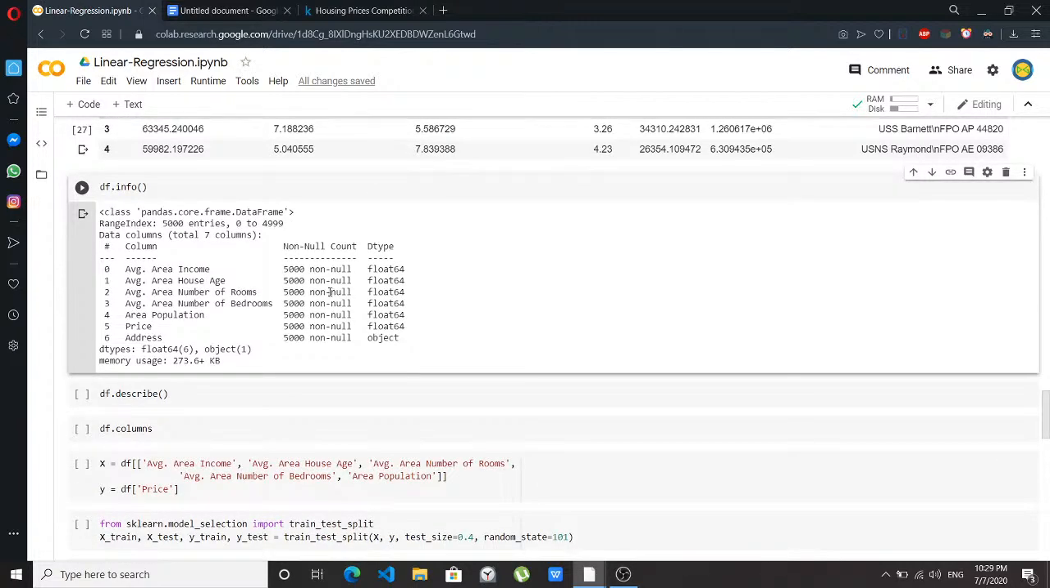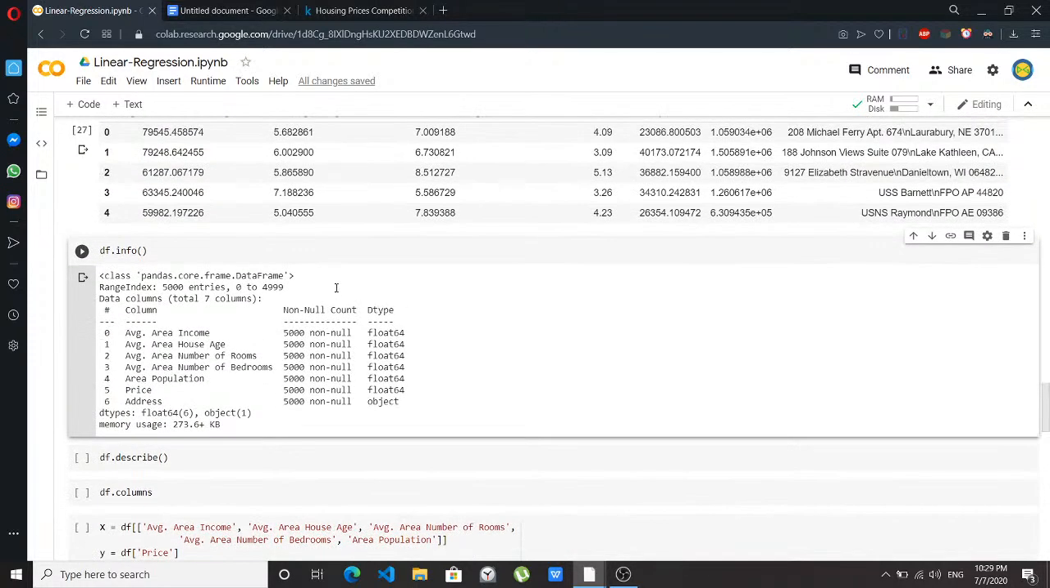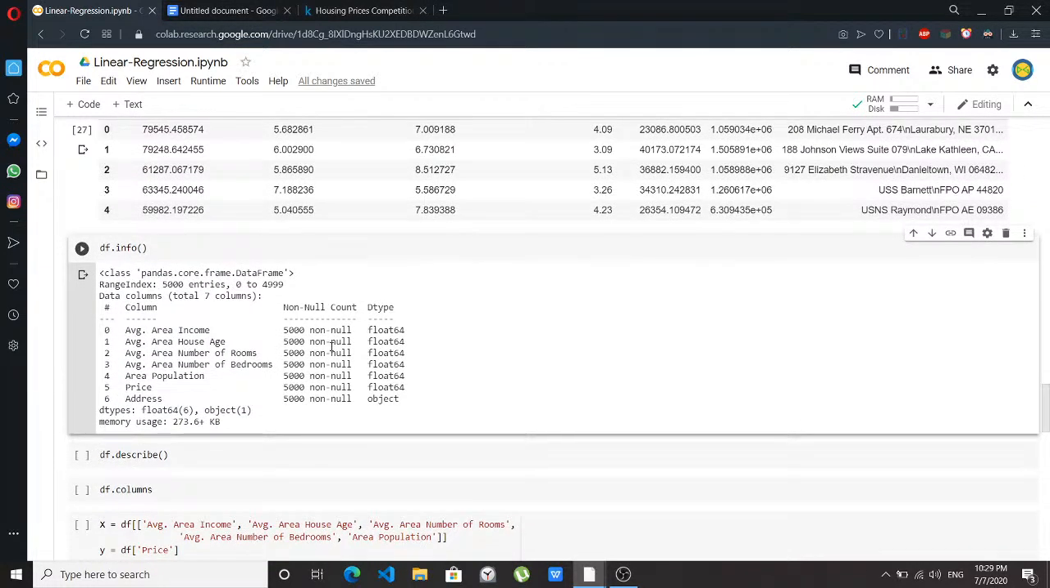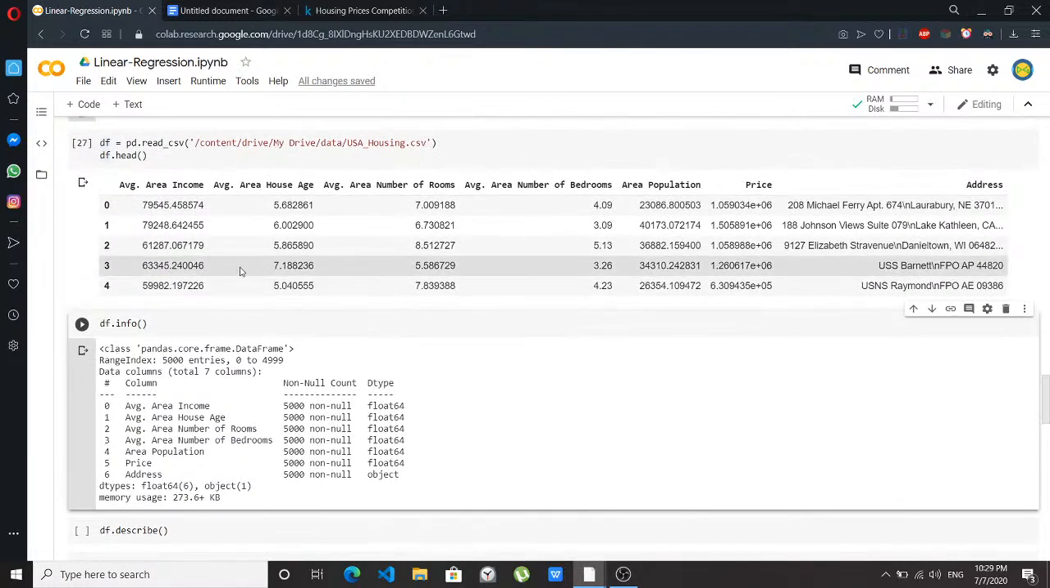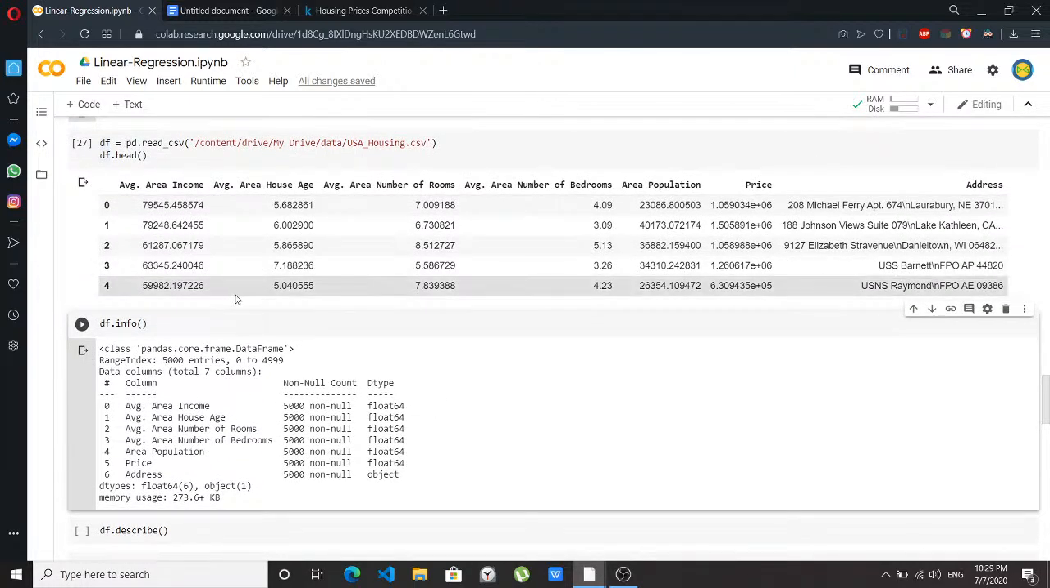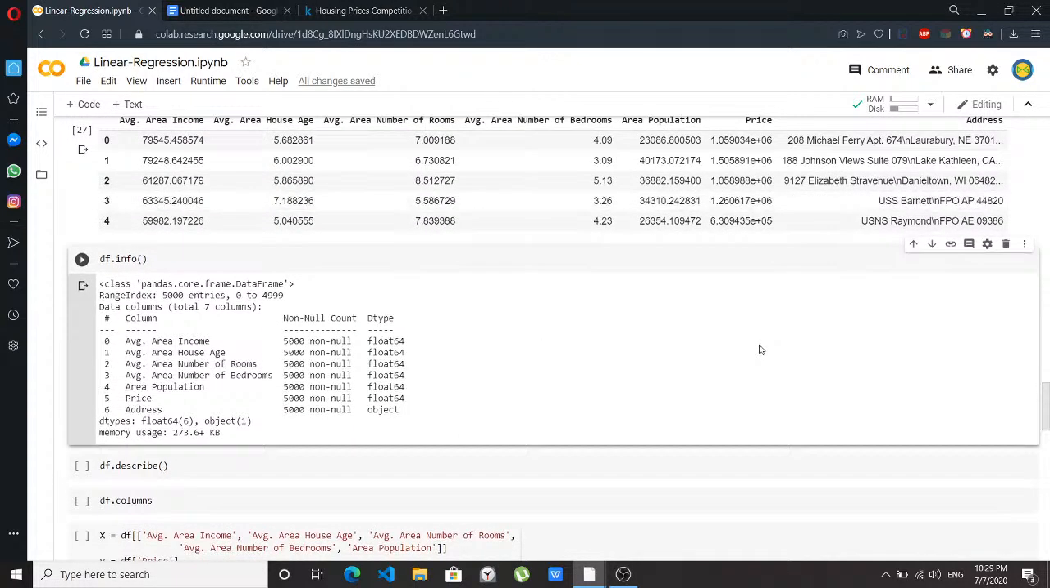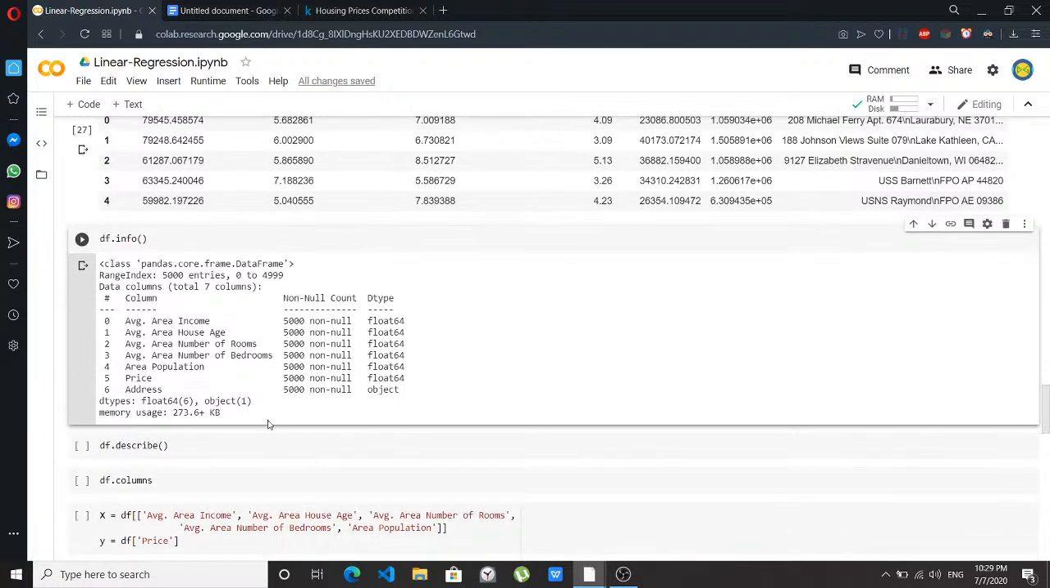So here it is very good for us that we don't have to do any cleaning right now. That is, all the values are non-null, there is no null value. And this defines the data type for each of the data. That is, we have average area income, that is in float. Everything is in float here except the address, that is an object, because it has multiple values, that is string. And this is defining that there are 6 floating values and 1 object only.